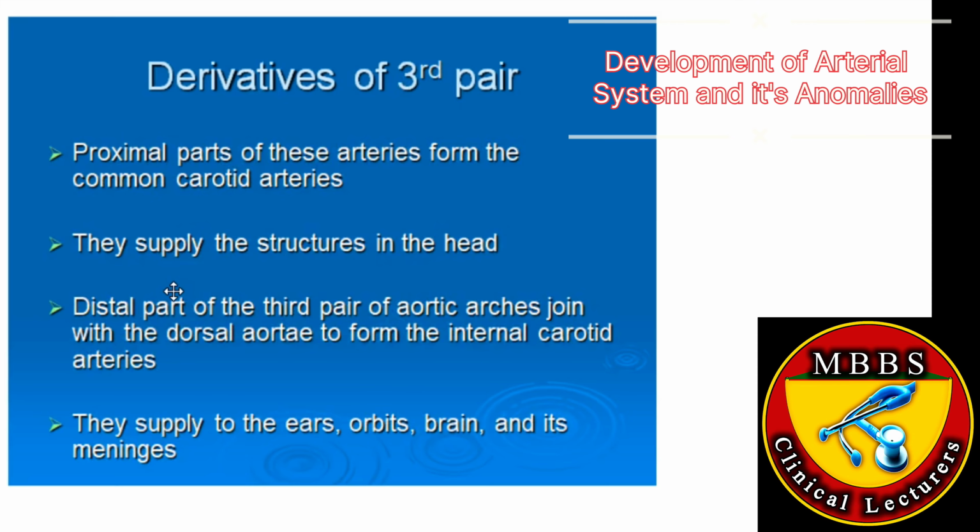Now, the derivatives of the third pair: the proximal part of these arteries forms the common carotid, and they supply the structures in the head. The distal part of the third pair of aortic arches joins with the dorsal aorta to form the internal carotid. They supply the ears, the orbits, the brain and its meninges. So the third arch has a proximal part and a distal part. The proximal part gives rise to the common carotid, and the distal part along with the dorsal aorta forms the internal carotid. The external carotid also, they say, sprouts out from the third carotid arch.